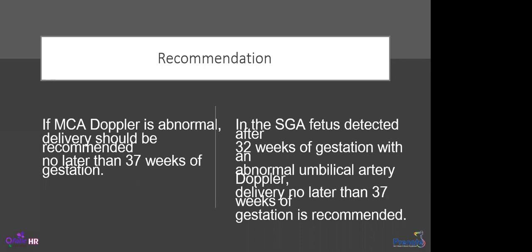In a small for gestational age fetus detected after 32 weeks of pregnancy with an abnormal umbilical artery Doppler, delivery no later than 37 weeks of gestation is recommended. It means if we find that the baby is affected, with abnormal umbilical artery and abnormal middle cerebral artery, by 37 weeks the baby should be delivered. And if we see that after 32 weeks the baby is not growing well and there is abnormal umbilical artery, we should follow the baby, and then we should not prolong pregnancy beyond 37 weeks of gestation. So delivery is recommended.